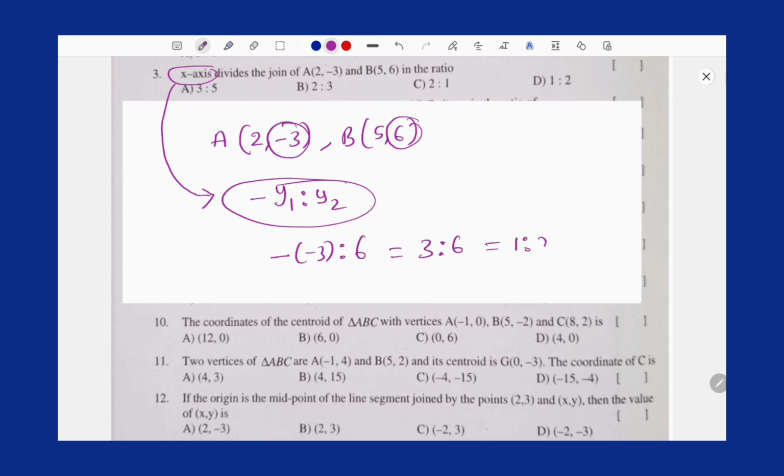So you can simplify it, we get 1 is to 2. So here the result is D.